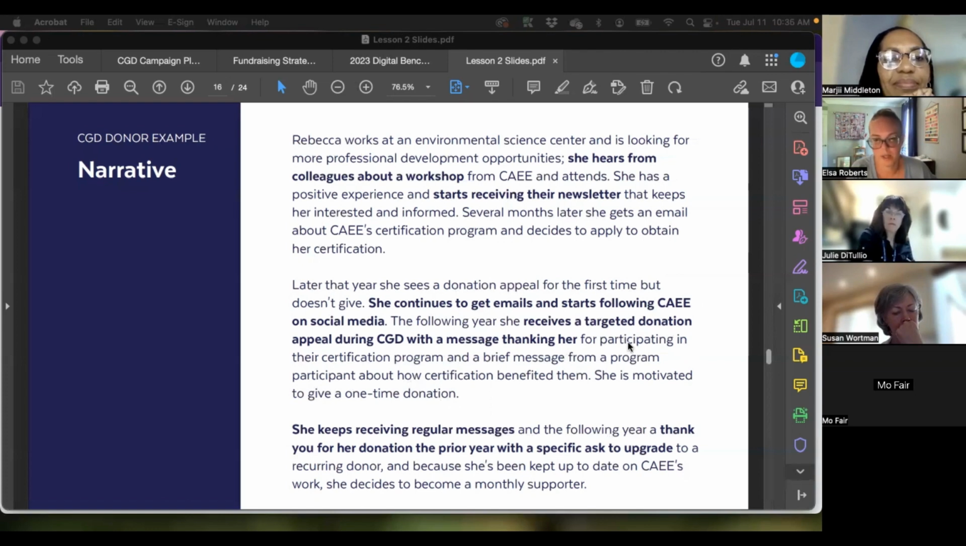And then she receives a brief message from a program participant about how the certification process benefited them as well. After this message, she is motivated to give a one-time donation. So here, what stage has she moved into? She was converted. Yes, exactly. She became a donor.